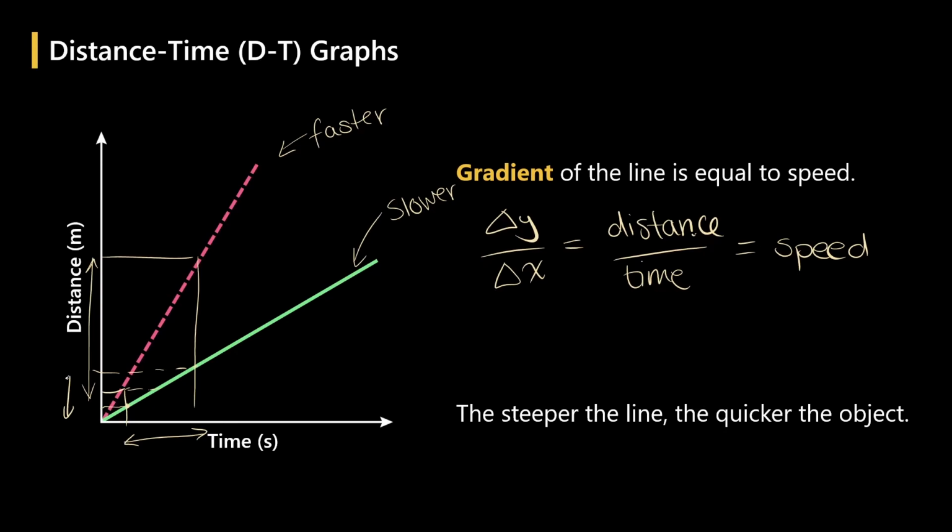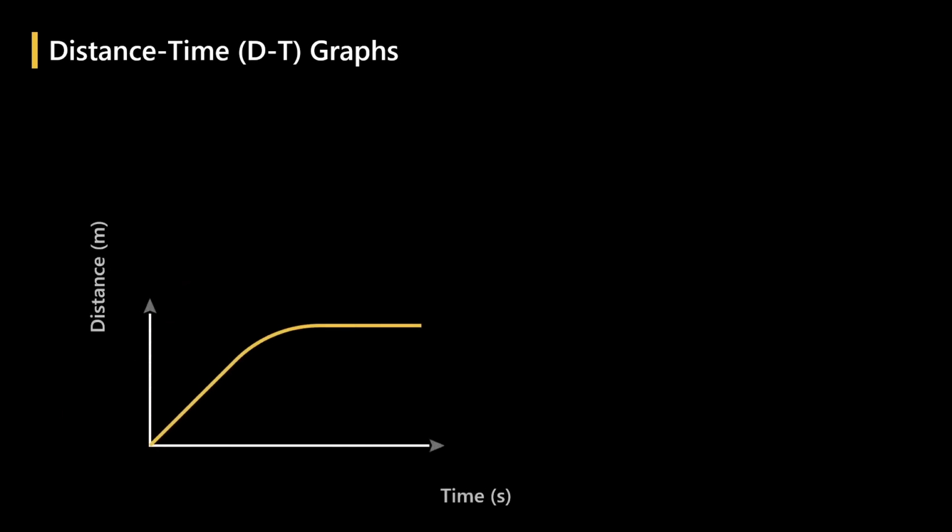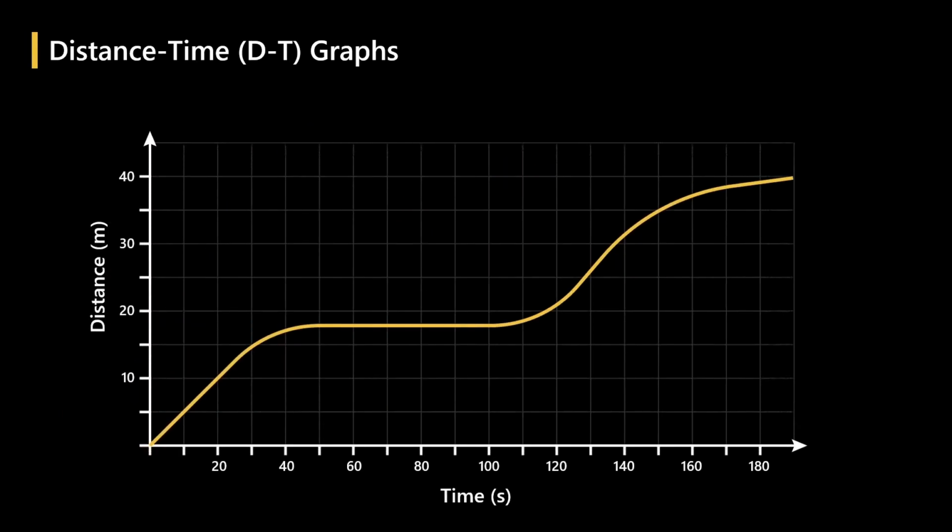It's good and all knowing how to interpret these simple distance time graphs, but what happens when we have something like this? In everyday life, we aren't just moving at the same speed. We stop, we slow down, we speed up. This is what all of that looks like on a distance time graph. For the first 20 or so seconds on this graph, the object is moving at a constant speed. We know that because the line is a diagonal straight line.